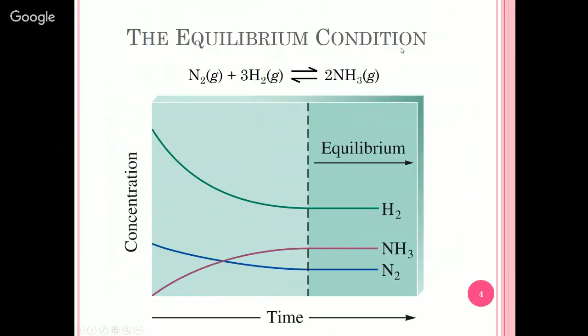So here we see we've reached this point in time where we are at equilibrium. So the change in concentration becomes constant. Those rates become constant, and we end up with a fixed amount of hydrogen, ammonia, and nitrogen.